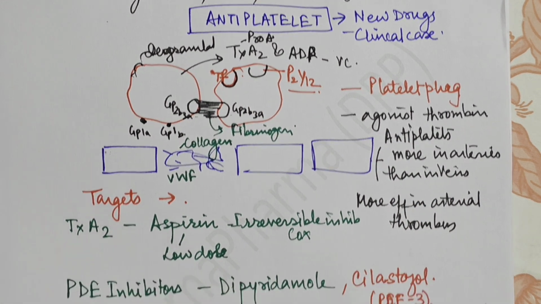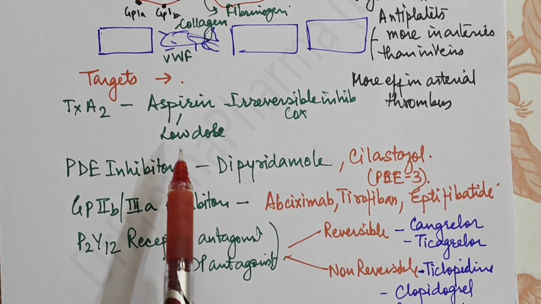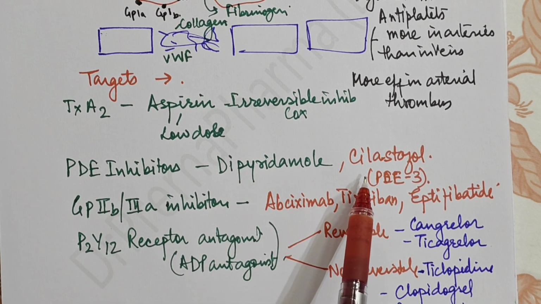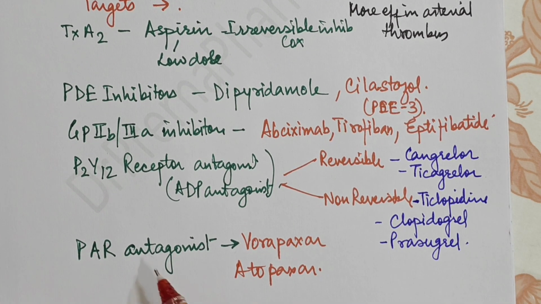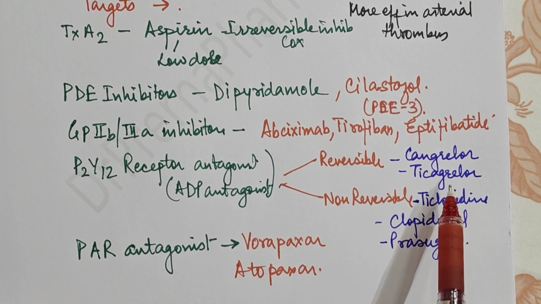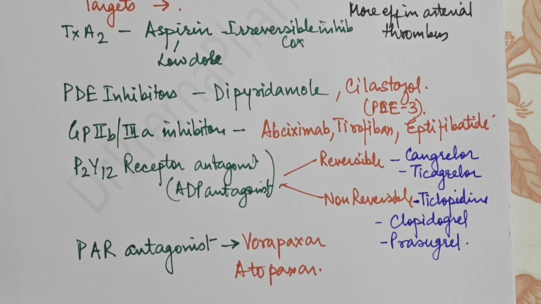So what are the targets that we've identified here? They are thromboxane A2 inhibitor, that is low dose aspirin; PDE inhibitors, that is dipyridamole and cilostazol; GP2B3A inhibitors, that is abciximab, tirofiban and eptifibatide; P2Y12 receptor antagonists or ADP antagonists, which are reversible and irreversible. In reversible we have cangrelor and ticagrelor, and in irreversible we have ticlopidine, clopidogrel and prasugrel. And we have a new category, that is PAR antagonists, Vorapaxar and Atopaxar.